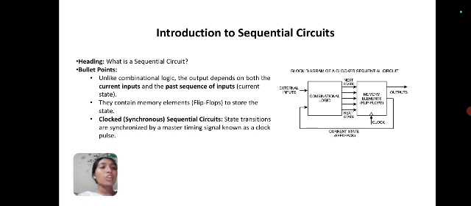This is a block diagram of the clocked sequential circuit. First we apply the external input. It goes through the combinational logic, and then to the memory elements, the flip-flops. Next comes the output. The memory elements provide the current state as feedback.